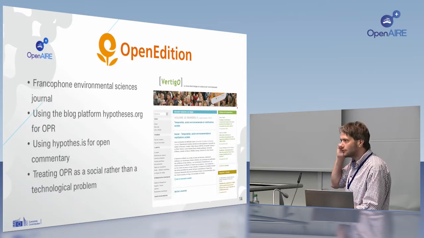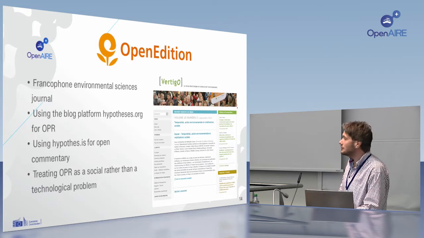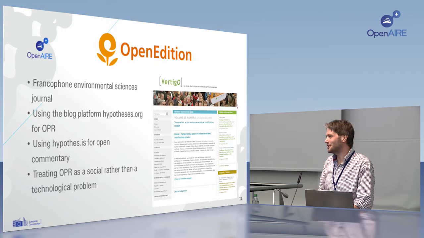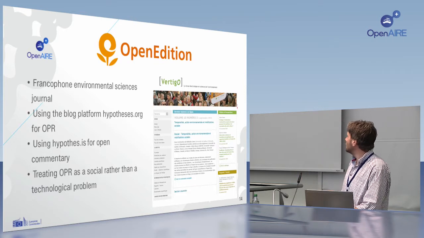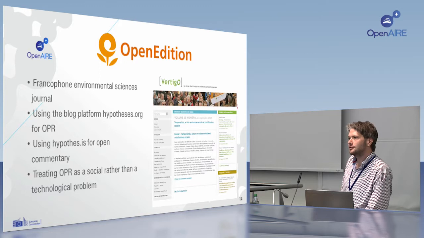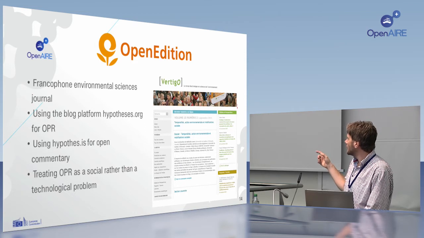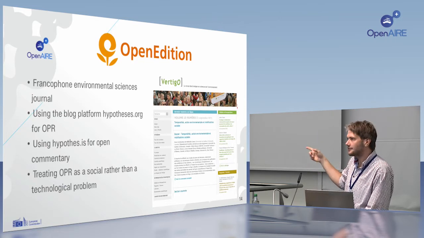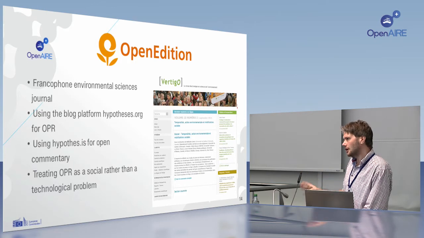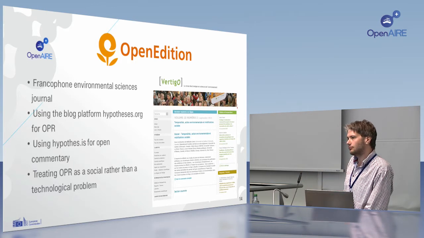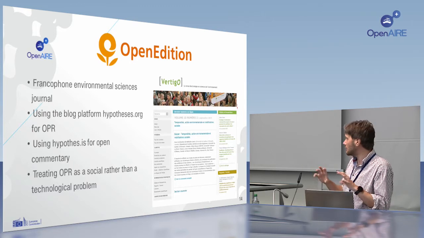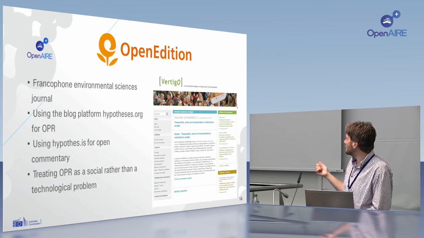The first one today was from OpenEdition. My French is not so good, but Pierre Monnier is here, and he'll be chairing the panel later. This really treated open peer review as a social rather than technical problem. They used existing technologies: a blog platform, hypothesis.org, for open reviews, and hypothesis.is, the annotation software, for open commentary. So this wasn't about the technology at all. It was about the mediation and trying to get people involved. They did experiments with open review and with open commentary.